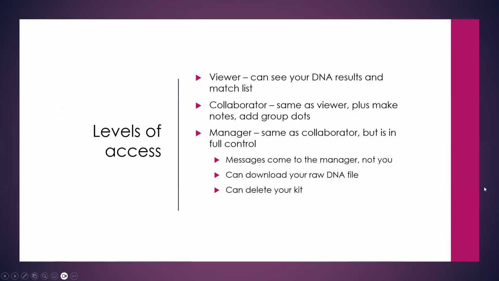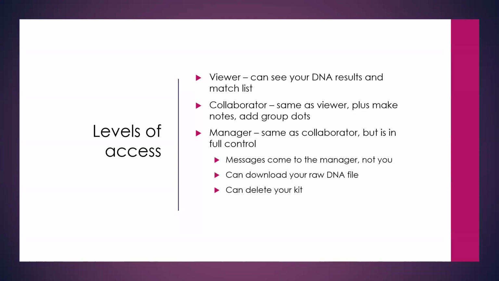So first of all, you're going to log into the Ancestry website, of course. Now, there are 3 different levels of access for your DNA results, and you can decide what level you want to give someone else. The first one is viewer. It just means that they can see your DNA results and your list of matches. They don't see any notes you've made or any messages that you've sent to people.